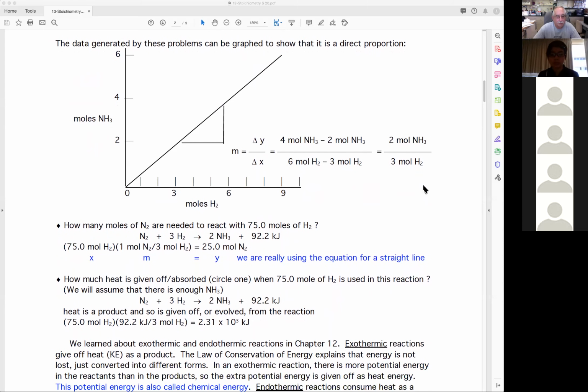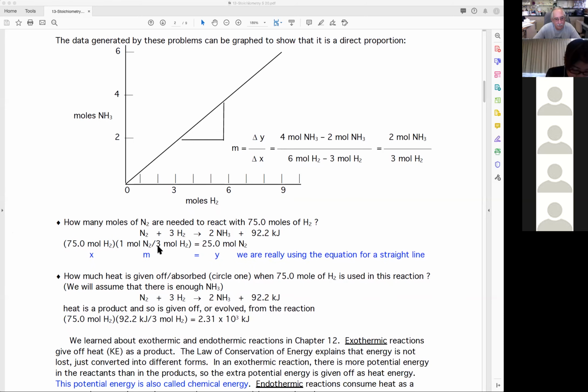So how many moles of nitrogen are needed to react with 75 moles of hydrogen? So I got 75 moles of hydrogen. I need to get rid of moles of hydrogen, keep moles of nitrogen. I get the numbers from the balanced reaction. So in front of the nitrogen, there's a 1. In front of the hydrogen, there's a 3. So I get 25 moles of nitrogen. And here's the equation for what we were really doing. So here's the slope of the line, right? We would generate data with that.